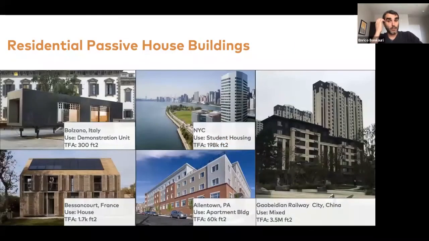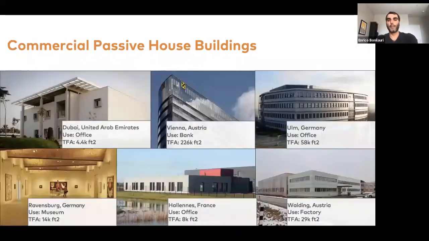Some examples from around the world of residential passive house buildings. We have some houses, we have some high rises and mixed developments from Europe, the US, and China on the right-hand side. Commercial passive house buildings from different climate zones, including colder climates such as Germany, or very warm climates such as Dubai, top left of the slide. And some of my favorite passive house buildings is the museum in Ravensburg at the bottom left. That's a very beautiful building, and it is also a passive house.